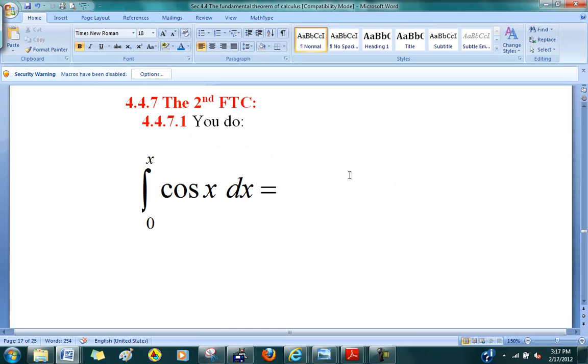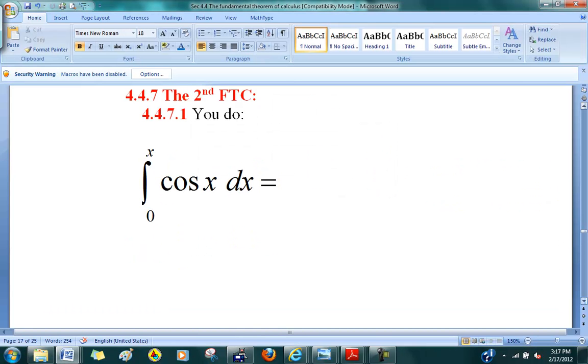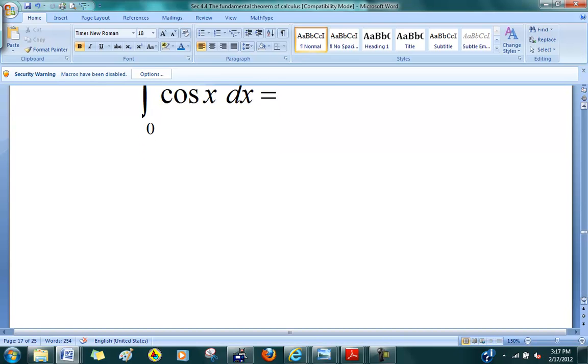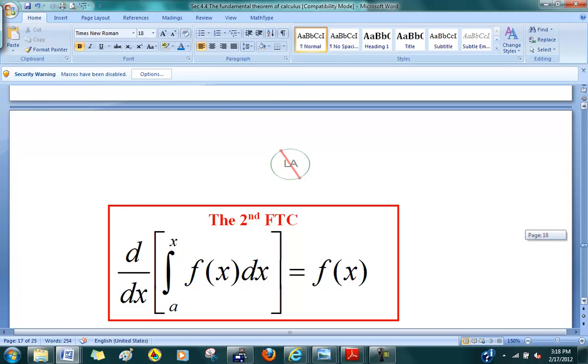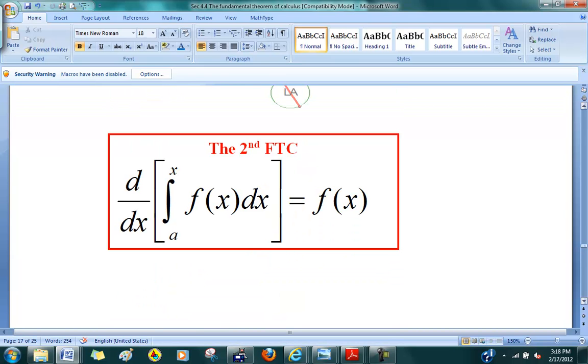So I'm showing you the statement of the second fundamental theorem of calculus. Okay, scrolling in a very primitive way here. I should have brought my mouse. So here is the definition of the second FTC.